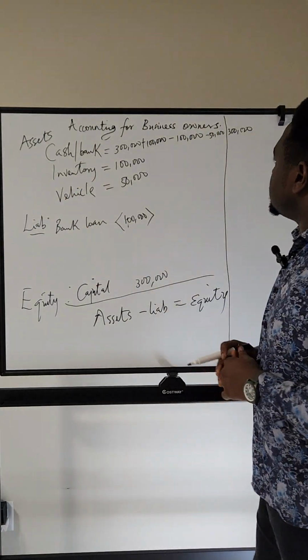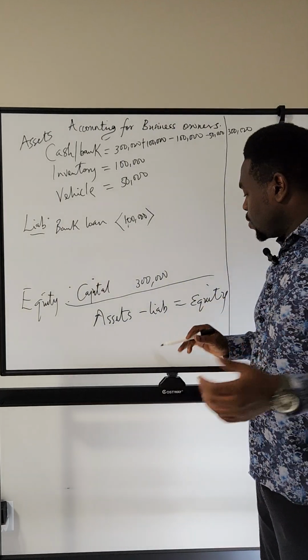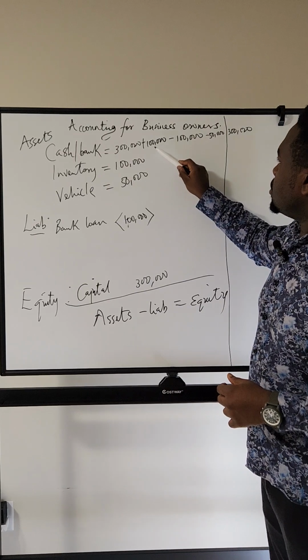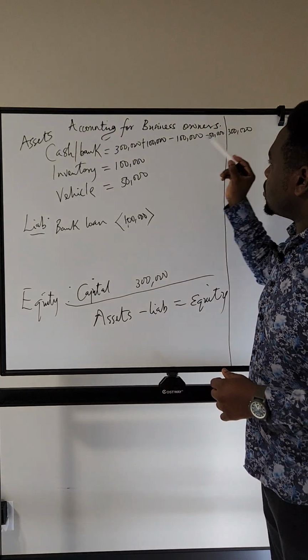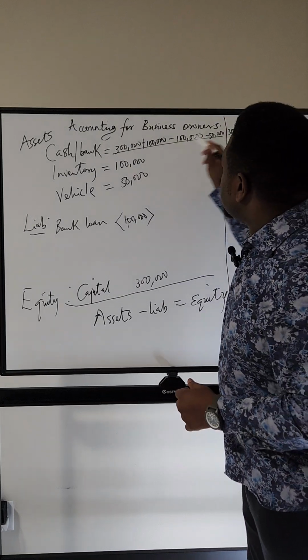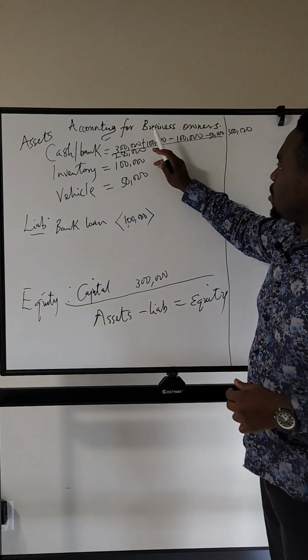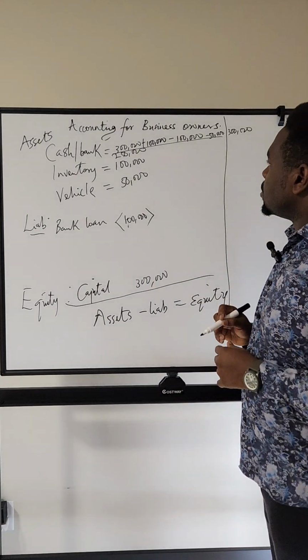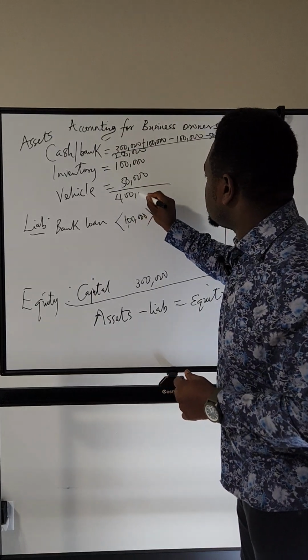This is your liability. Let's test this equation. It says assets minus liability equals your equity. So let's go 300 plus 100, that's 400, minus 100 back to 300, minus 50, that's 250,000 total for cash. So 250,000 plus 100,000, that's 350, plus another 50,000, that's 400,000. So a total of 400,000, right?